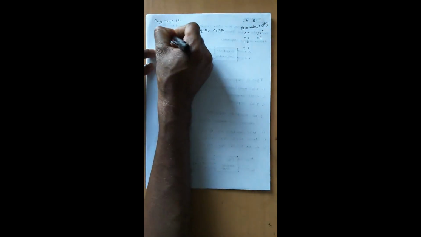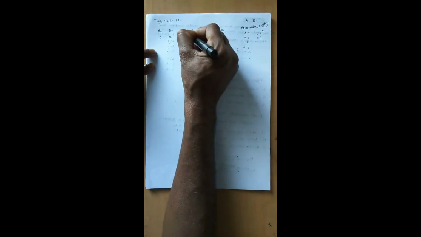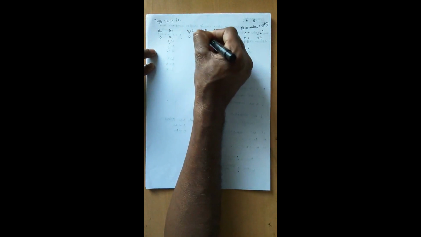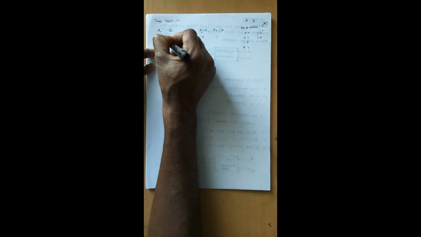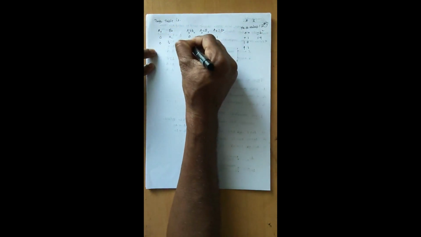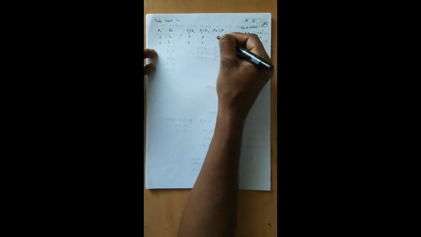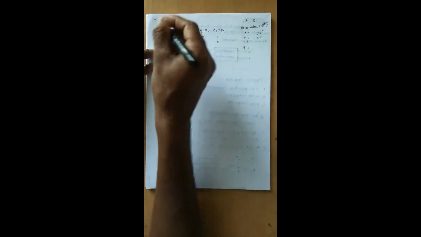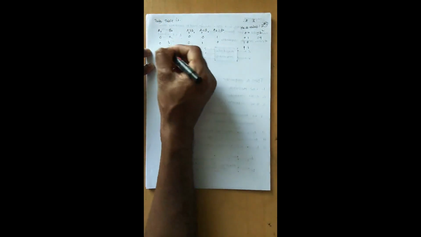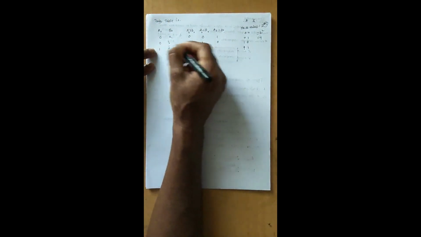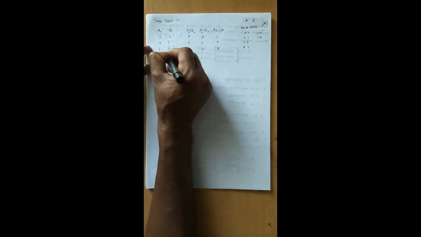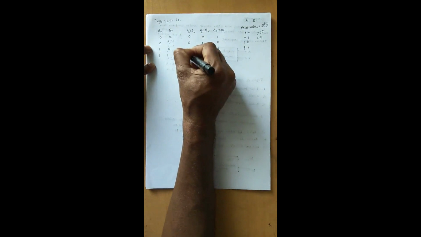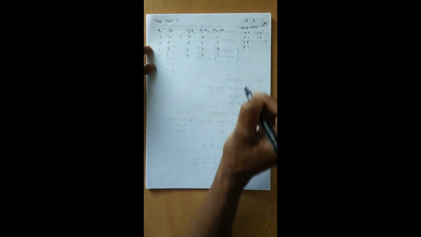So for 0 0 both are equal, so A greater than B is 0, A less than B is 0, and A is equal to B will be 1. For 0 1, A greater than B is 0, A less than B is 1, and A is equal to B is not a correct case, so it is also 0. For the next one, 1 0, definitely A is greater than B, so it will be 1, and the remaining are zeros. And for the next, both are 1 1, so this will be 0, this will be 0, and this will be 1. In this way we are able to draw the truth table.